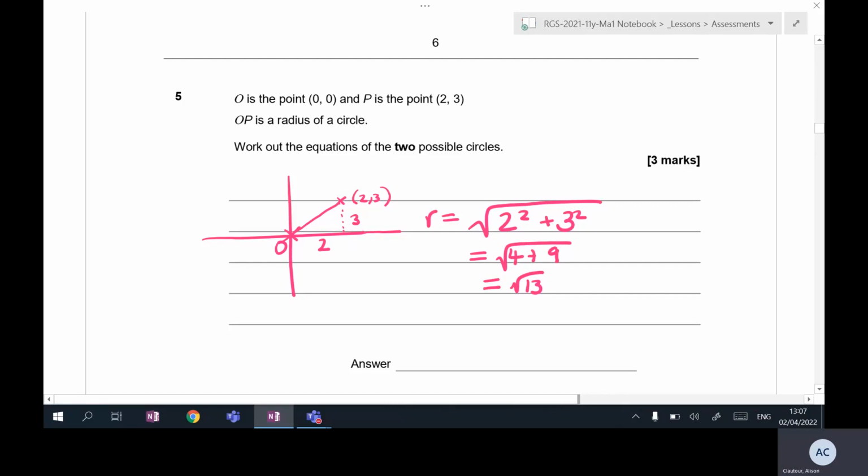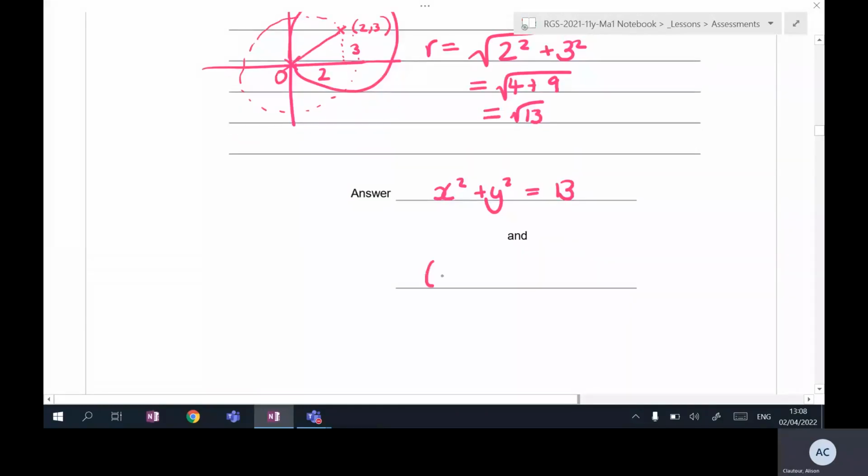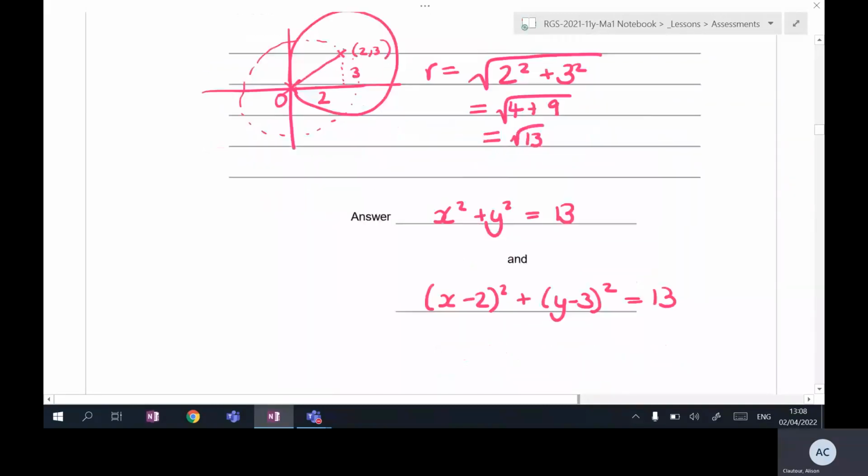So you've got two options here. Possibility of two circles. It's not telling you where the middle of the circle is. So either the origin will be the middle of the circle, like that, or you might have 2, 3 as the middle of the circle. You might have a circle like that. If the origin is the centre, it should be x squared plus y squared equals 13. Remember, it's r squared on the end. If 2, 3 is the centre of the circle, it will be x minus 2 squared plus y minus 3 squared equals 13. So you just had to think about the possibility of those two circles.